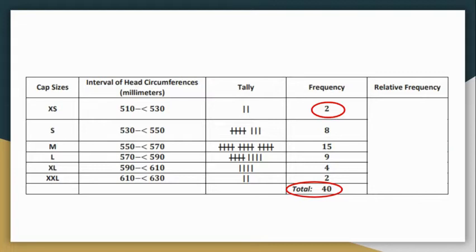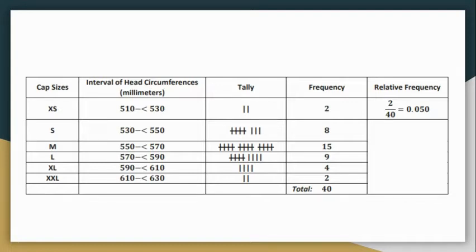Let's start by determining the relative frequency of extra small caps. Remember that to find the relative frequency, we divide the frequency of the extra small caps by the total frequency of the data set. In this case, we would divide 2 by 40. We would list these values as both a fraction and in its decimal form. The decimal form helps us understand the percent frequency because percents are simply fractions out of 100.